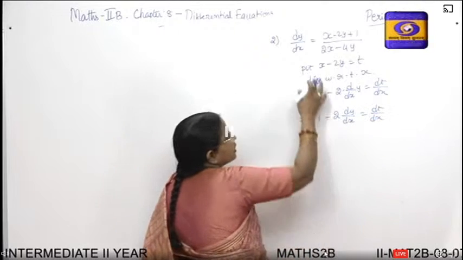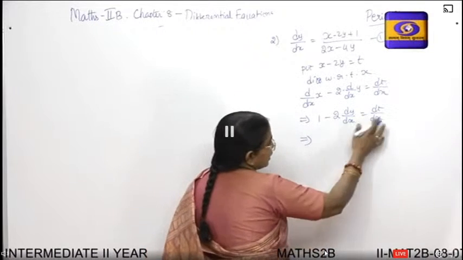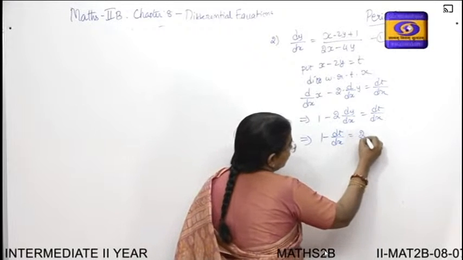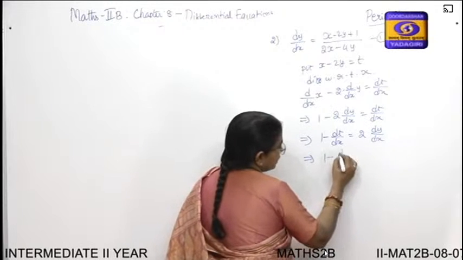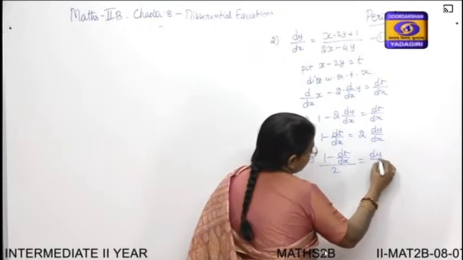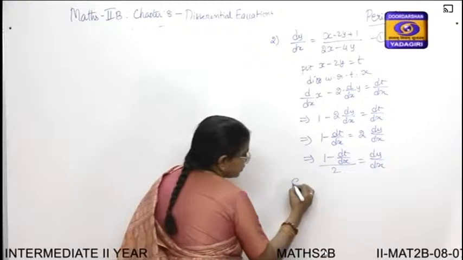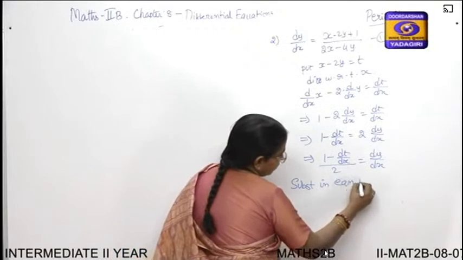We need dy by dx to substitute in the first equation. So what we do, we take this term to that side. 1 minus dt by dx is equal to 2 into dy by dx. So that means (1 minus dt by dx) by 2 is equal to dy by dx. Now substituting in equation 1.